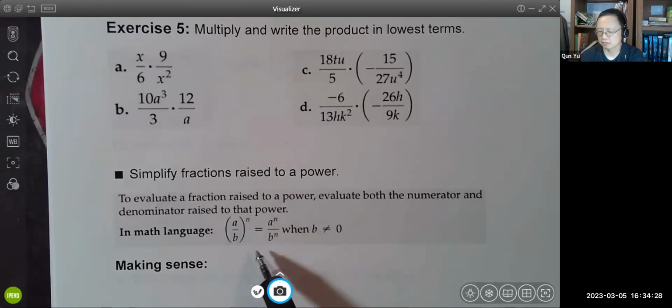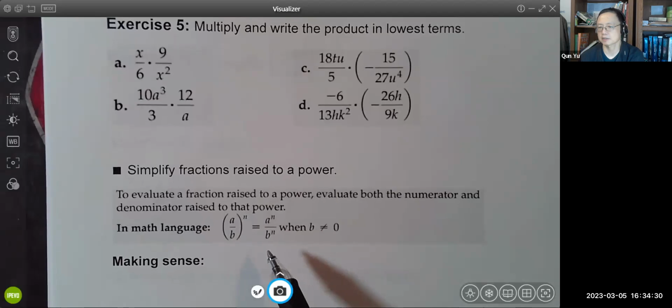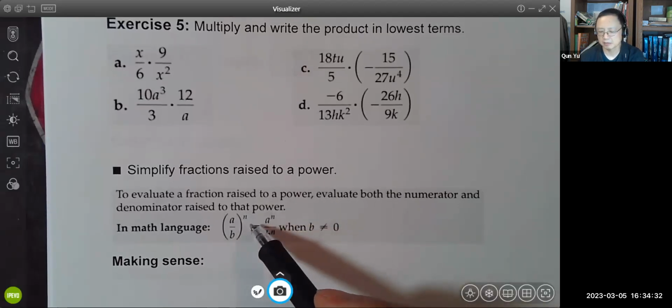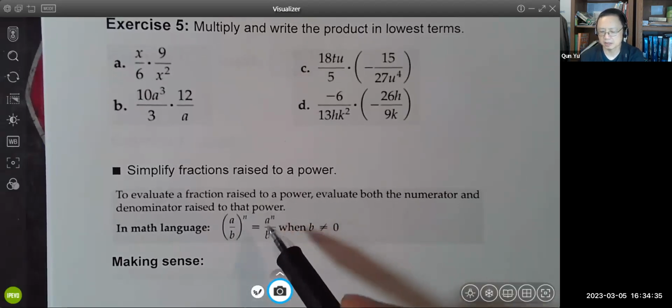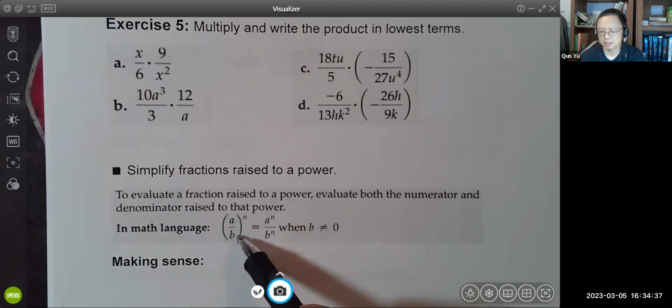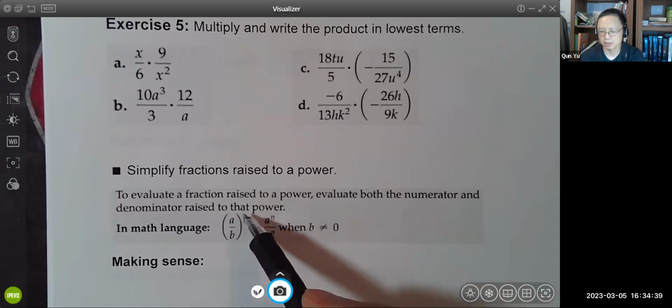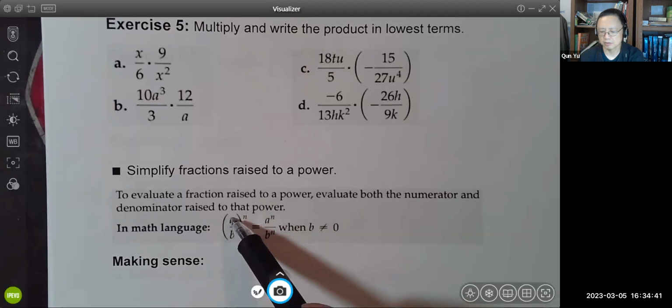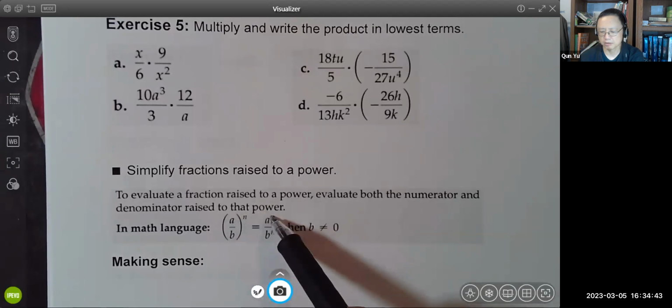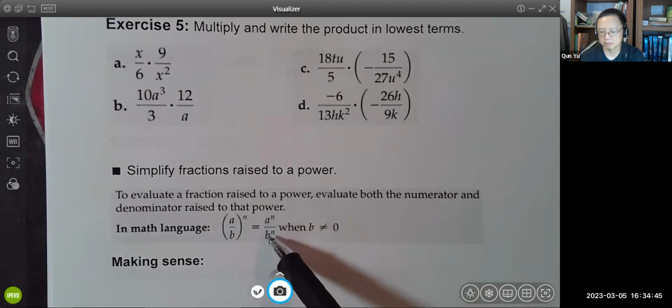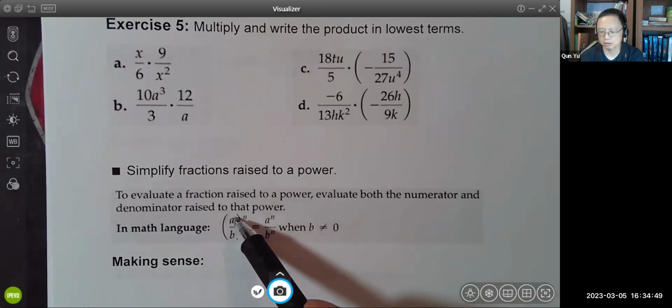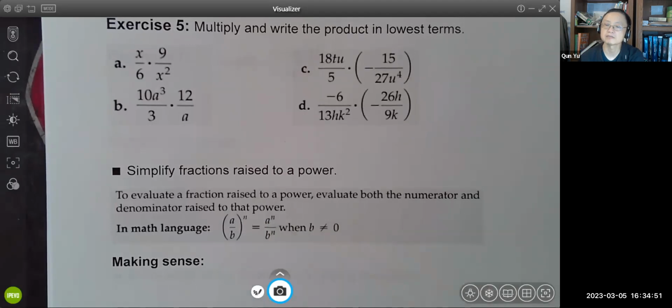First, let's look at this formula to see if this formula makes sense or not. Basically, what this formula says is that if you have a fraction as a base raised to a power, you use each number in this fraction raised to the same power. So a to the nth power, b to the nth power. In other words, just distribute this exponent to each number inside if you have a fraction.